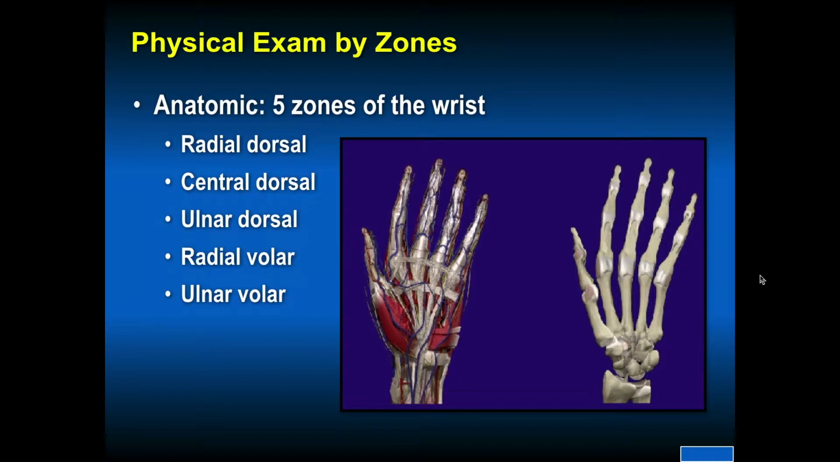The physical exam, you can think of this by zones. There are five zones of the wrist: radial dorsal, central dorsal, ulnar dorsal, radial volar, and ulnar volar. So if we think about these zones and the anatomy structures that are in those zones, you can easily make the diagnosis.